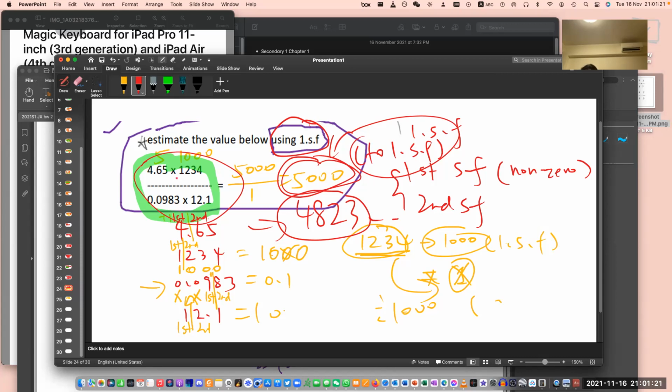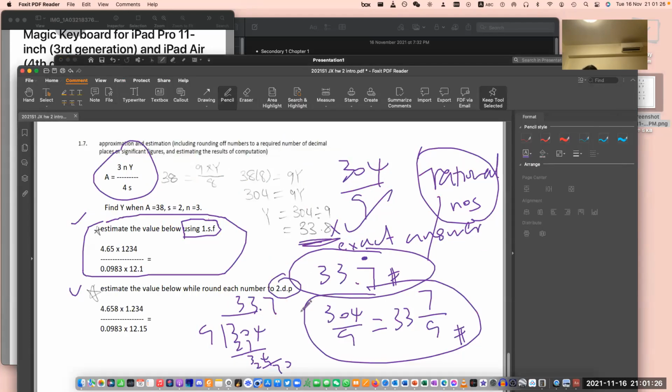Now, of course, the second question over here says using two decimal places. So you just need to do two decimal places for all this, and after that you use your calculator to help you out. I'm not going to demonstrate because I think you have learned two decimal places in primary school. In fact, you have not learned one significant figure. All right. Is that all? Yep, that's all for this one.